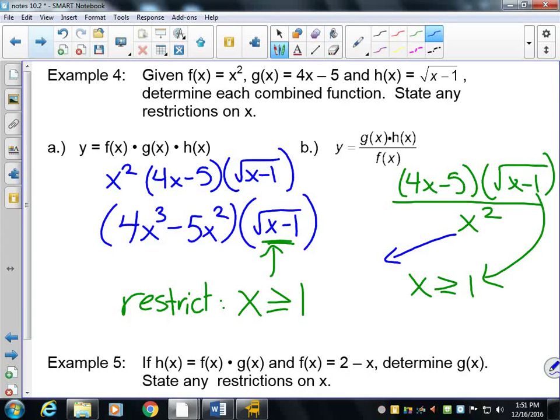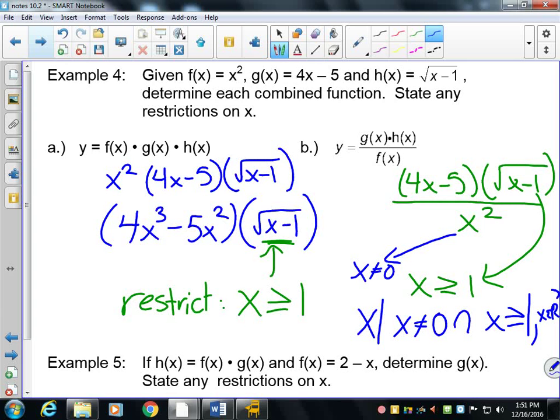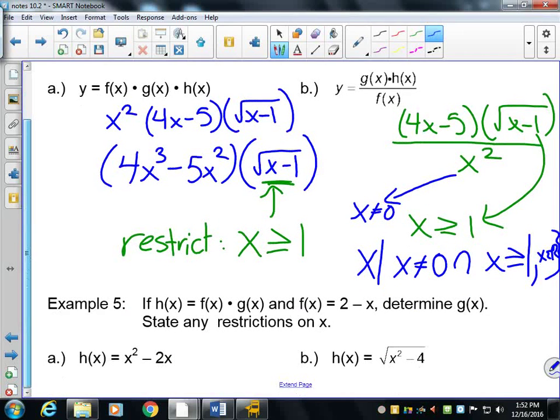Why can't it equal 0? Because 0 squared is 0, okay? So how should we write our restrictions? We probably should do this: x such that x cannot equal 0, and, or just put a comma, right? X has to be greater than or equal to 1. X is an element of the reals. Because we can have all the decimals in the world if we want, okay? But you have to use both restrictions, okay? Because they're both things that make it awful.